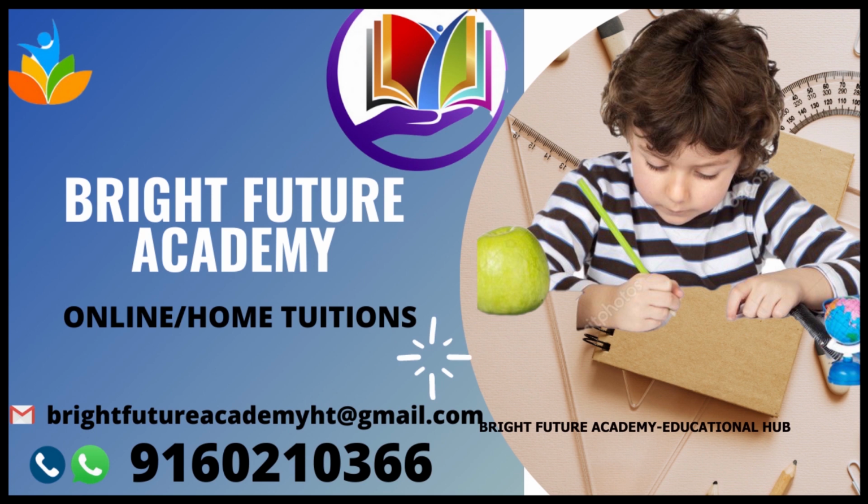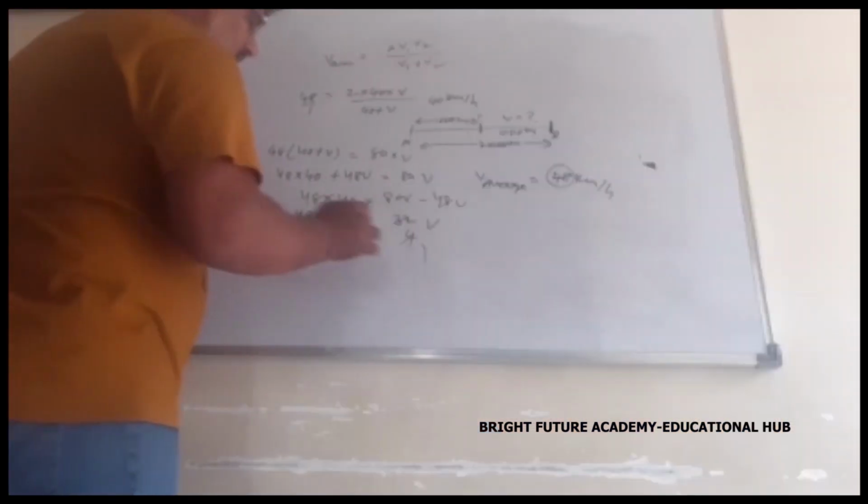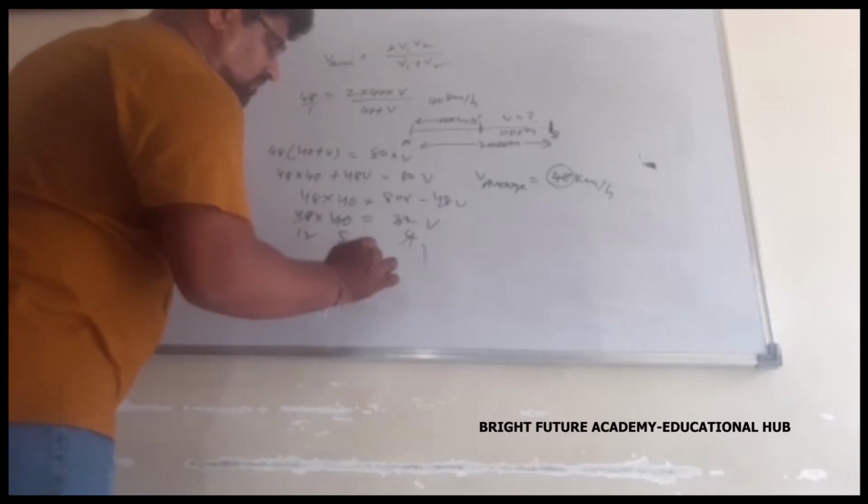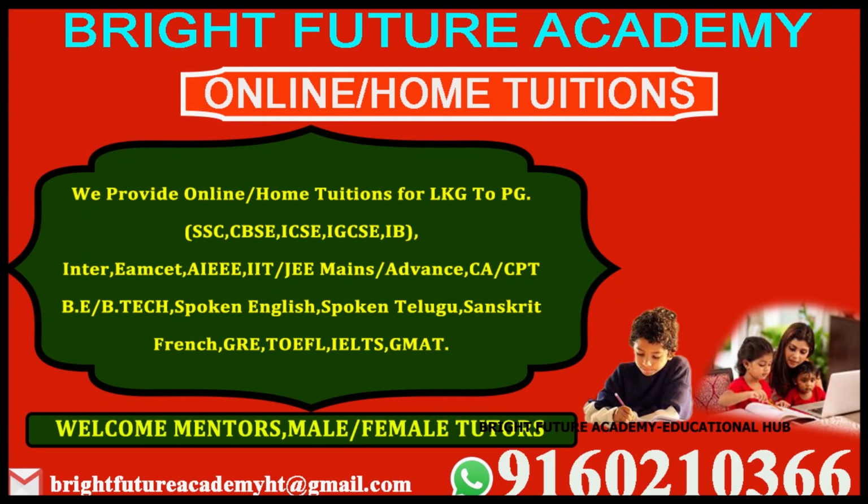So how much do we obtain for v? 60 kilometer per hour. Yes, sir. Is it clear now? Yes, sir, it's clear. Okay. Then what is the speed of the body here? 60 kilometer per hour. Okay, Angad?